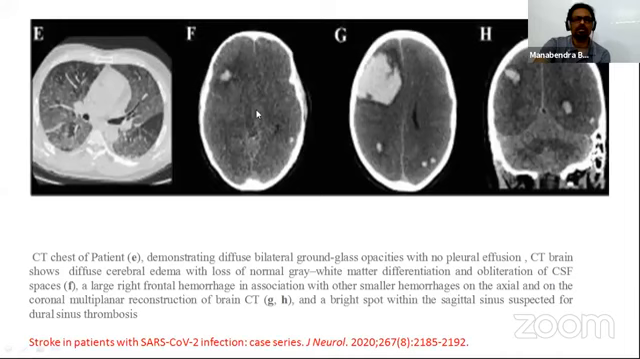The sulcus and gyrus have not been well documented, and there is widespread cortical hemorrhage. This patient is intubated and deteriorates. The interesting thing is that there is a superior sagittal sinus region with evidence of thrombus in the CT findings.